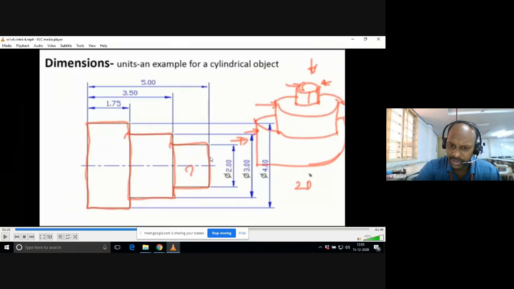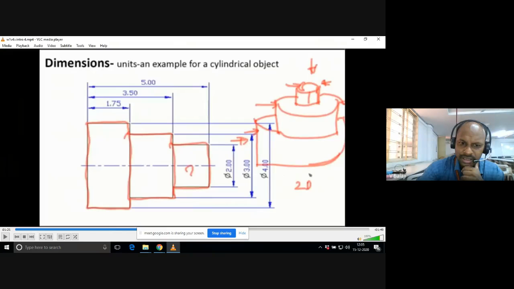Whenever there is a diameter, you need to use the symbol phi. But in the front view, you don't find any diameters, right? Only in the side view or in the top view can you see those diameters. In the front view, you can find only length.